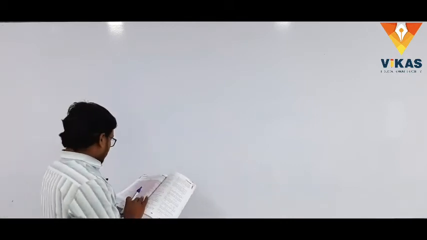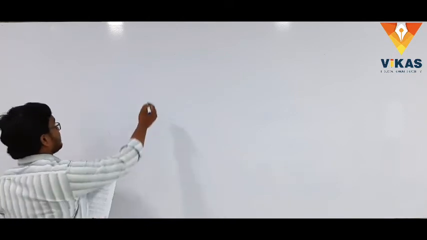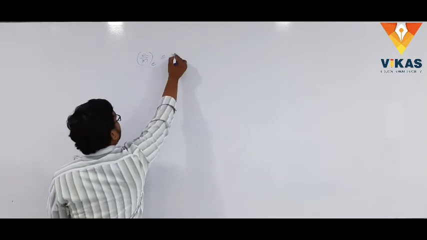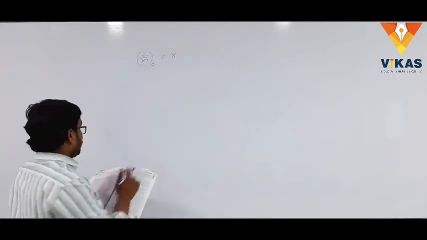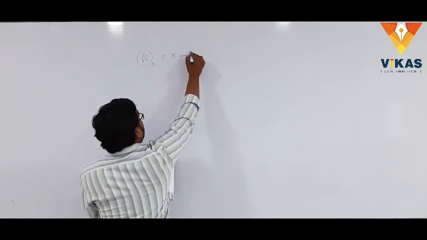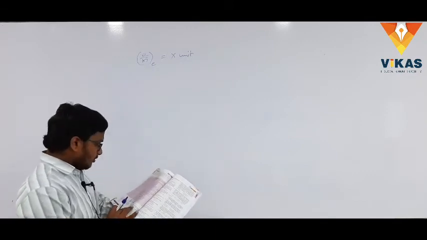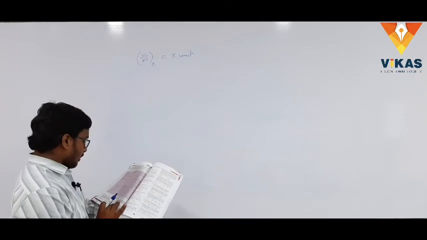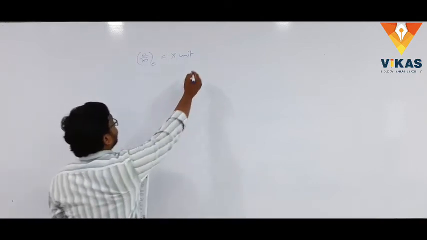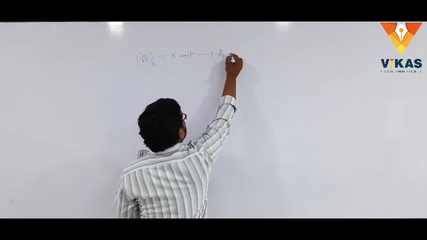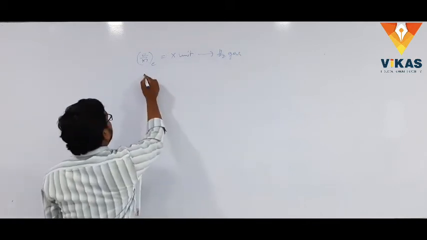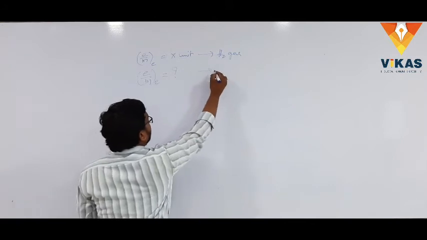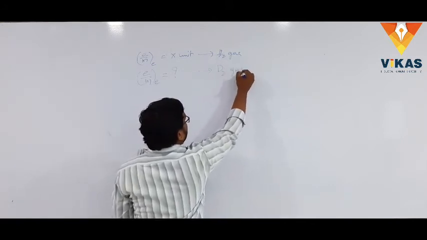The e by m ratio of cathode rays, which means the electron, is X unit when hydrogen is filled in the discharge tube. What will be the value when deuterium is filled? So X unit when H2 gas is filled, but what is the charge to mass ratio of an electron when deuterium gas is filled? That is what they are asking.